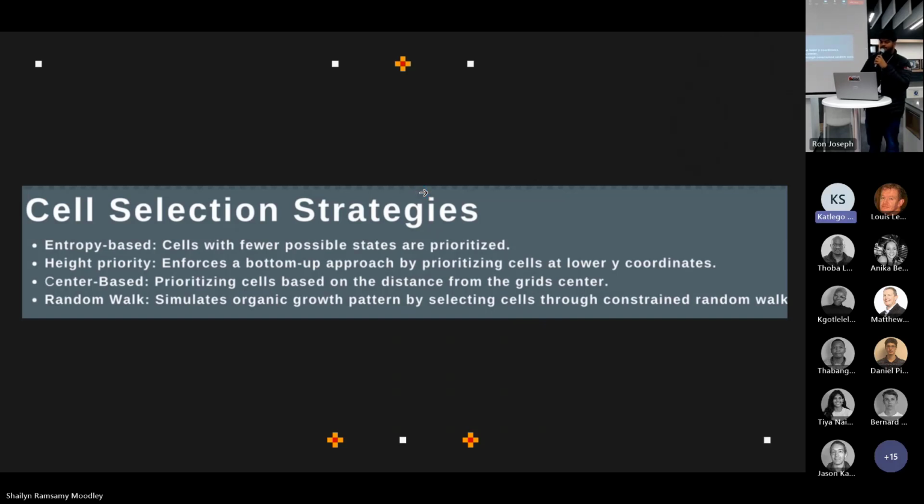I created a high priority cell selection strategy, which enforces a bottom-up approach that tries to prioritize collapsing cells at lower Y coordinates. I had a center-based approach, which prioritized cells based off their distance from the grid center. And I also used constrained random walk to simulate organic growth patterns. A constrained random walk is basically when you take steps in a random direction, but with certain rules to keep you from straying off too far.